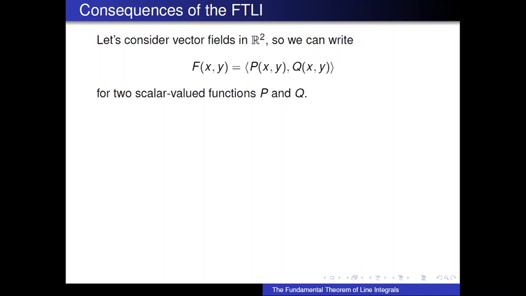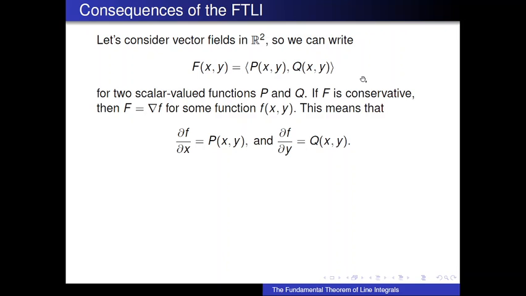Okay, so now let's just consider some vector fields in the plane, because the next thing that's coming up is just about those. So we can write one of these as big F of x, y equals p of x, y in the first component and q of x, y in the second component, where p and q are scalar valued functions of 2 variables each. So if this vector field, big F, is conservative, then it needs to equal the gradient of some function, little f, right? And this is just the definition.